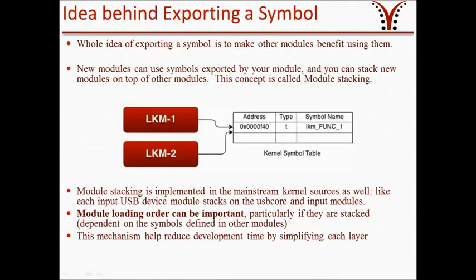Now, let's say we have our Linux kernel module 1 and Linux kernel module 2. Whenever you insmod Linux kernel module 1, if it exports function_1 using EXPORT_SYMBOL, this will be a part of our kernel symbol table. When Linux kernel module 2 is insmoded, the insmod utility tries to resolve the undefined symbol function_1 by referring to the kernel symbol table. It finds this entry and it will insmod this module successfully. So we will be stacking Linux kernel module 2 on top of Linux kernel module 1. Module stacking is implemented in the mainstream kernel source as well, like each input USB device module stacks on the USB core and input modules.